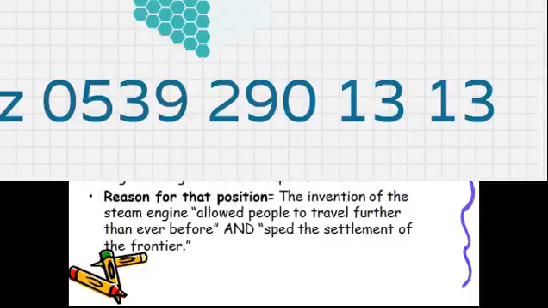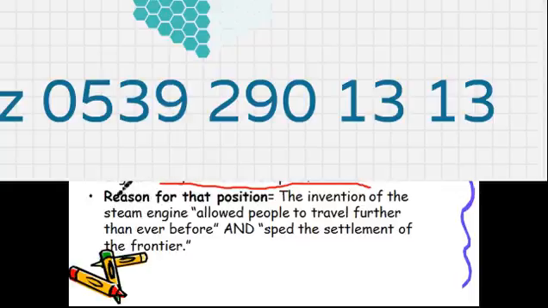Let's look at this example in a little bit more detail. So first we have a clear topic sentence here, the invention of the steam engine. So the steam engine is our clear topic. Next, we have a position on this topic. The invention of the steam engine changed the landscape of America. That's the position on the topic. That's the main point that our writer is going to try and convey.